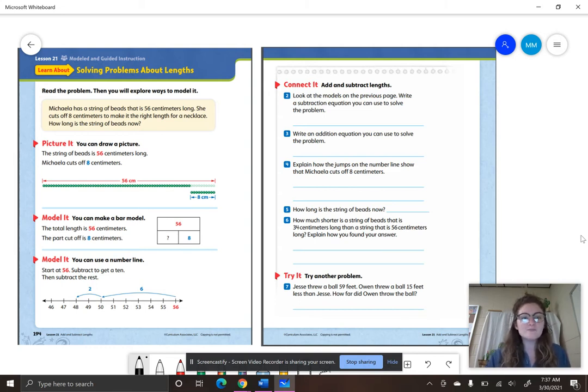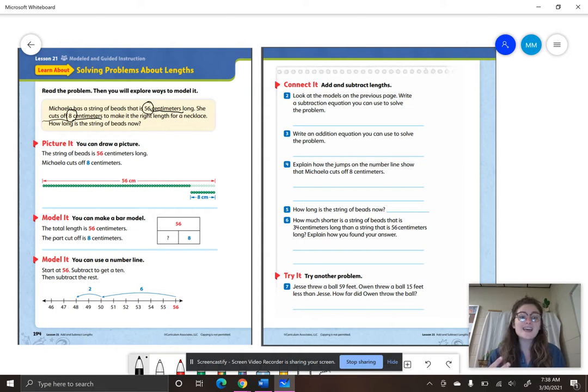Michaela has a string of beads that is 56 centimeters long. She cuts off 8 centimeters to make it the length for a necklace. How long is the string of beads now? I'm also going to underline the word centimeters because that tells us what unit of measurement we are going to be using. So it says the first way that we can solve this problem is to draw a picture.